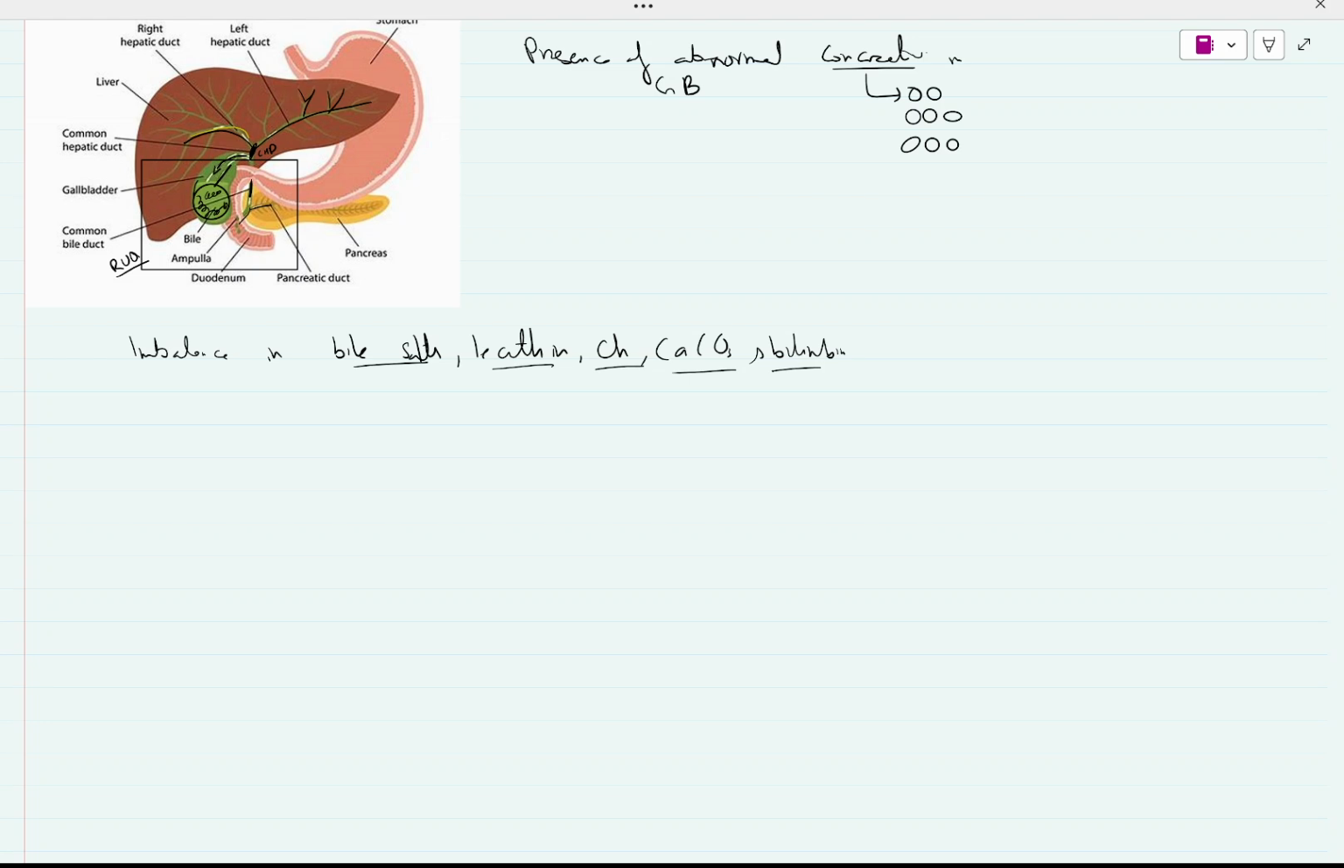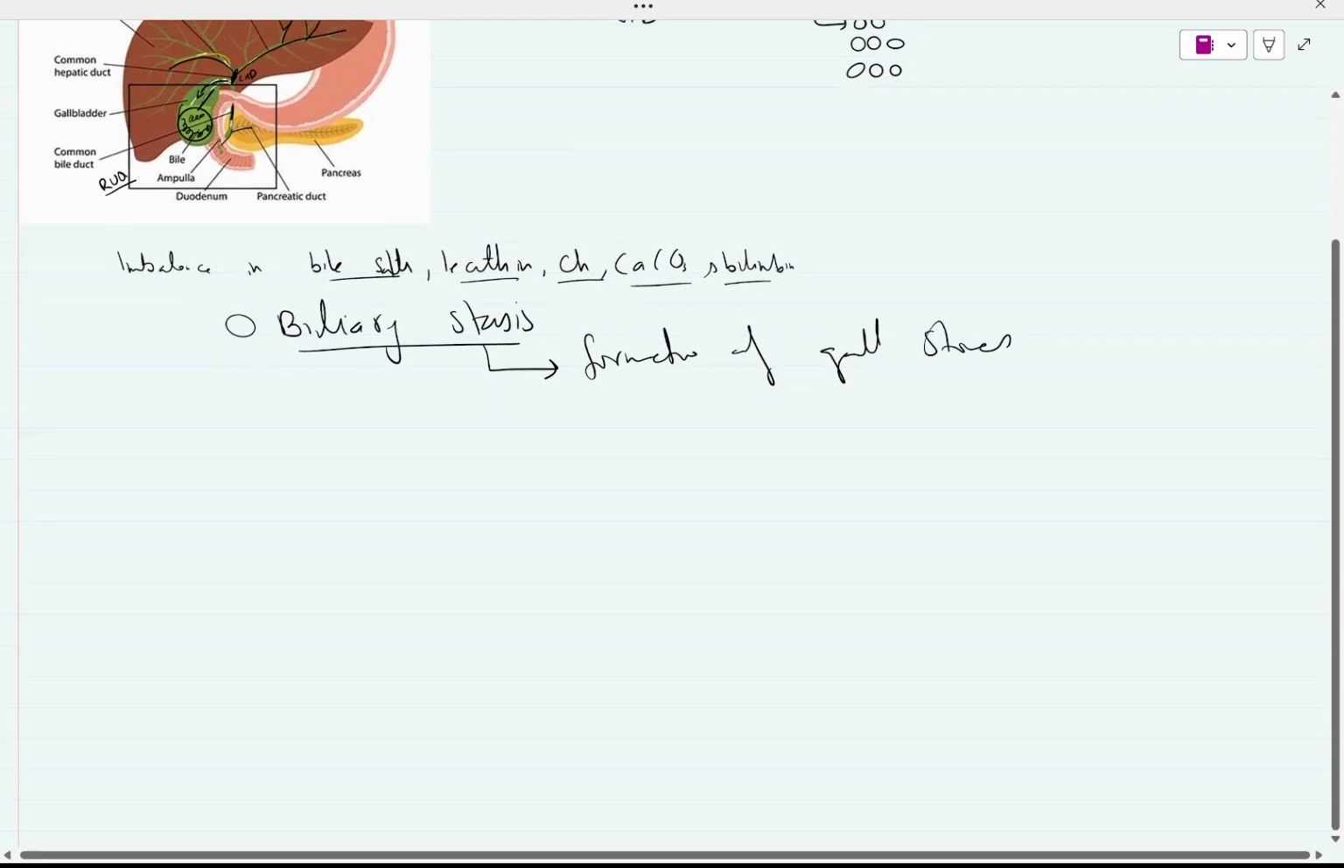There is a mechanism called biliary stasis. The bile which is stored stays for a long time, which leads to the formation of gallstones, a key component. We are going to study the pathophysiology in the next section of this video.